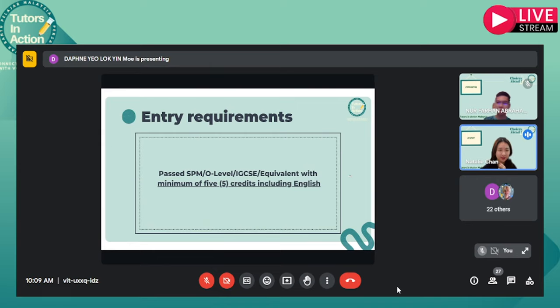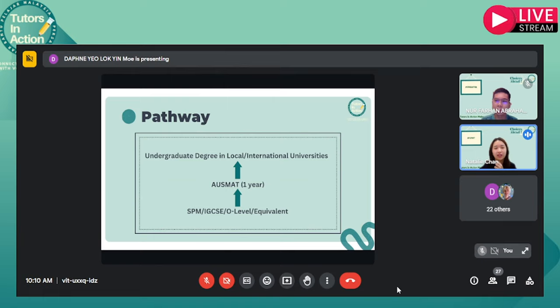Next. So the entry requirements to do AUSMAT will be you need to pass SPM, O-levels, IGCSE or equivalents with a minimum of 5 credits, including English. And this is the pathway of AUSMAT. After your secondary school, after SPM, you'll do AUSMAT for 1 year, and then you will pursue your undergraduate degree in either local or international universities.